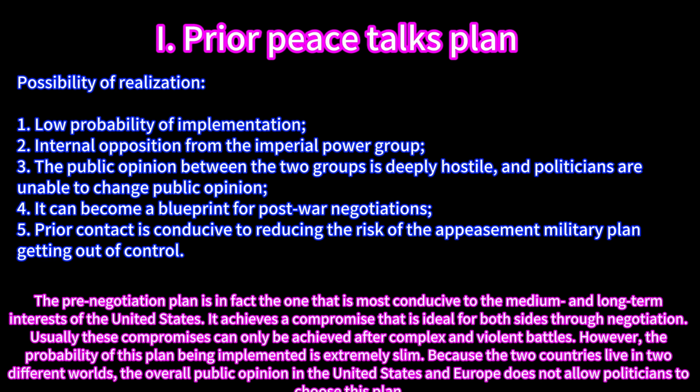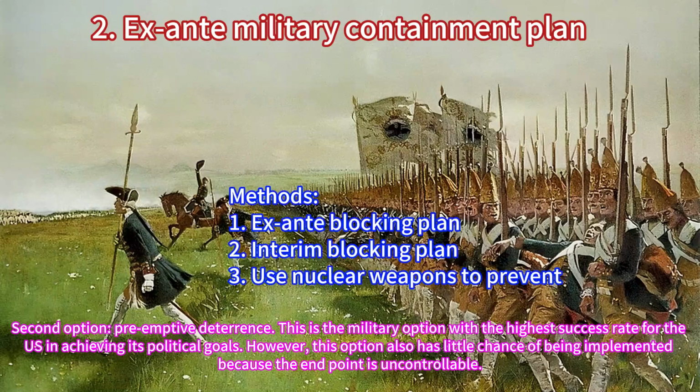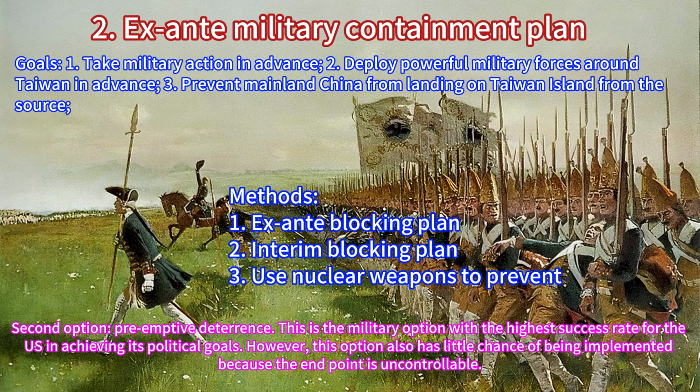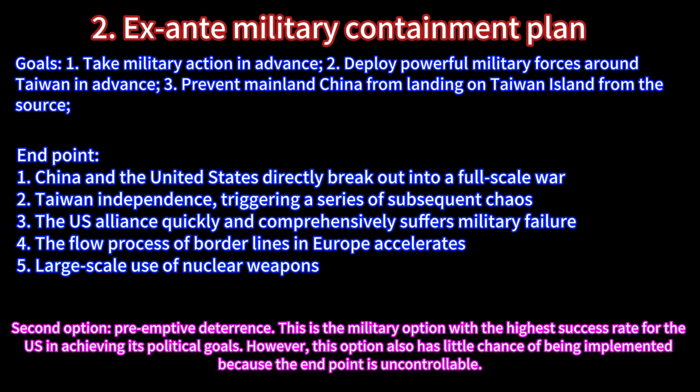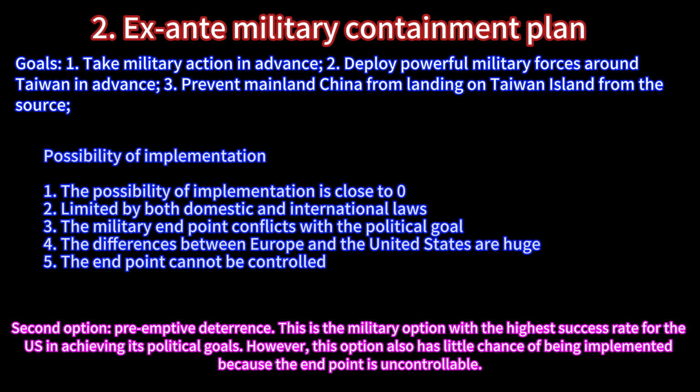Because the two countries live in two different worlds, the overall public opinion in the United States and Europe does not allow politicians to choose this plan. Second option, preemptive deterrence. This is the military option with the highest success rate for the US in achieving its political goals. However, this option also has little chance of being implemented because the end point is uncontrollable.